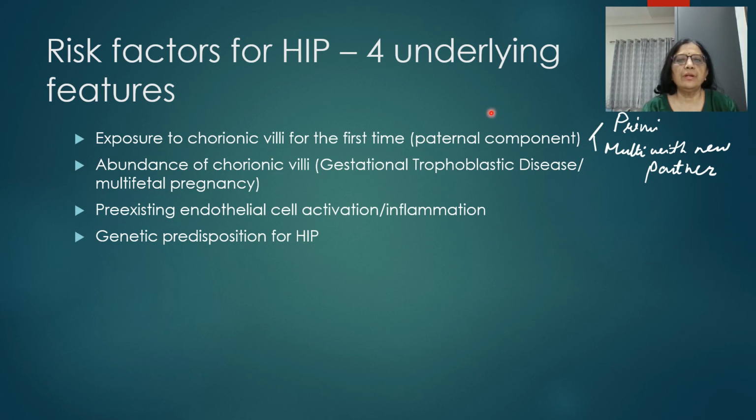Now, there are four underlying risk factors for development of hypertension in pregnancy, such as exposure to chorionic villi for the first time, abundance of chorionic villi, pre-existing endothelial cell activation or inflammation, and genetic predisposition for hypertension in pregnancy. Now, when we read the textbook and these underlying four factors, usually we can remember one or two, but it is very difficult to reproduce all the four. So, let us make it easier to memorize.